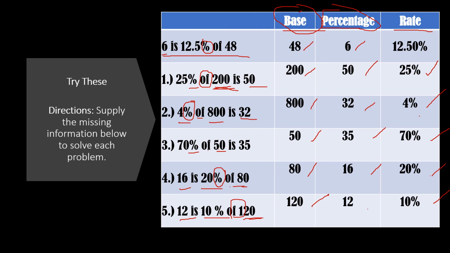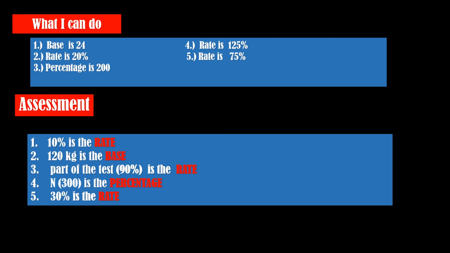The base represents the 100% of the total value of something, usually preceded by the word of. So the one preceded by the word of is the base. The rate is written as percent. As you can see here, in this example, there is a percent sign. When you see that sign, that is already the rate. Okay, is that clear? Now let's go to What I Can Do.